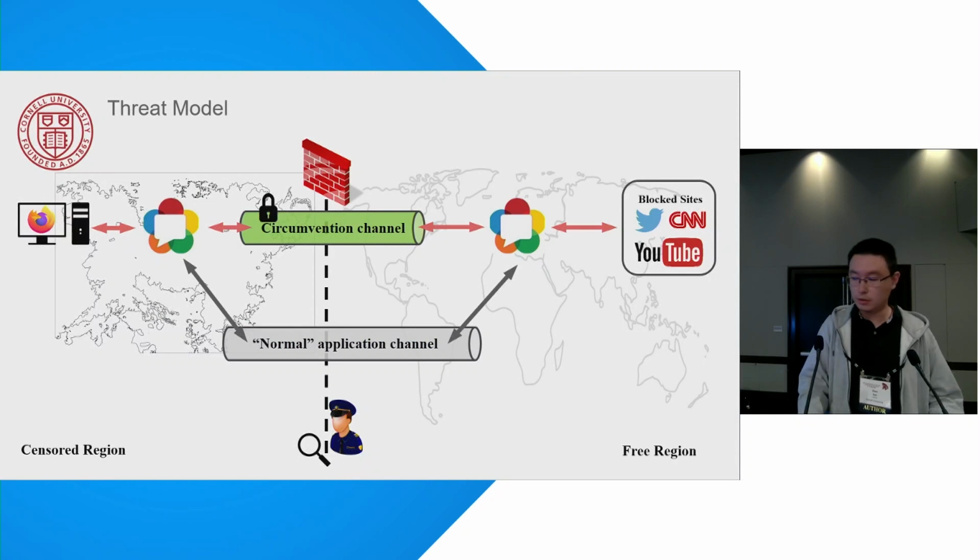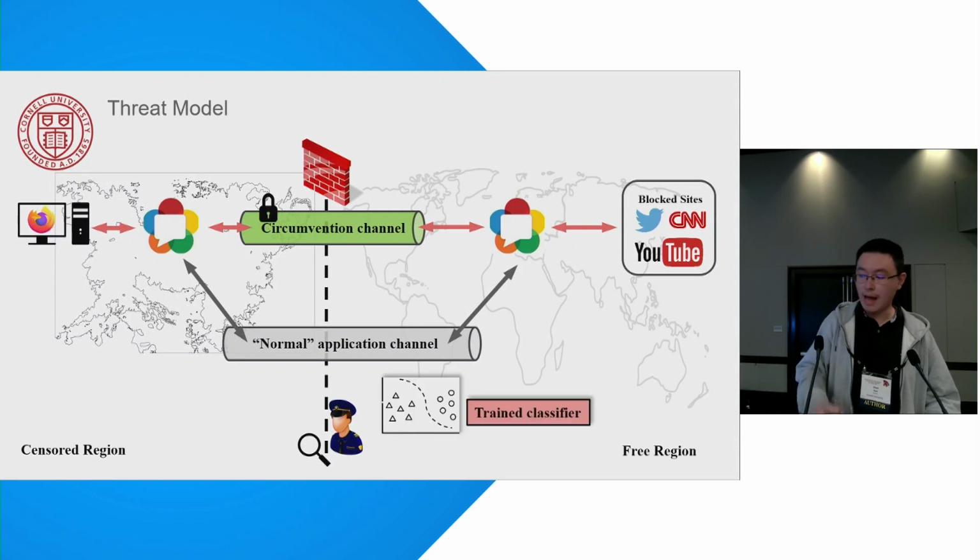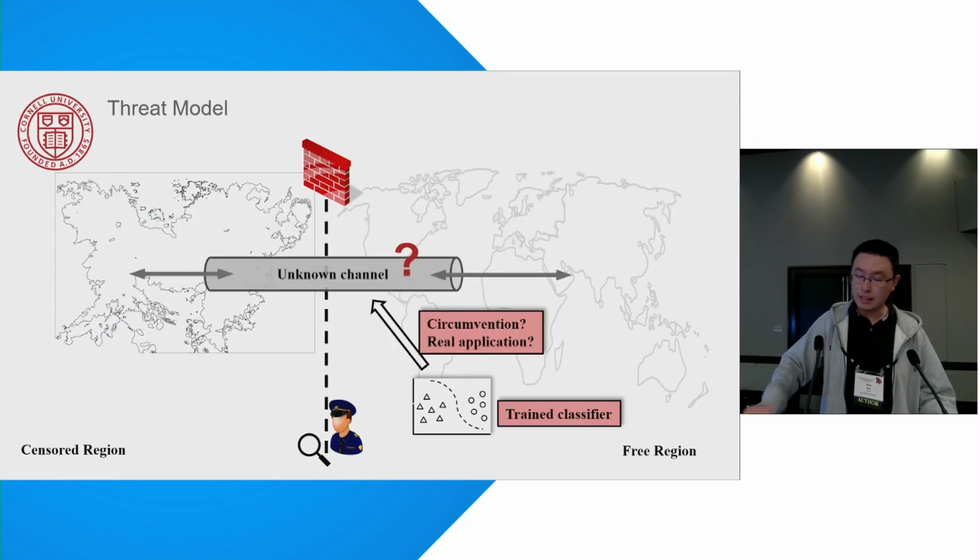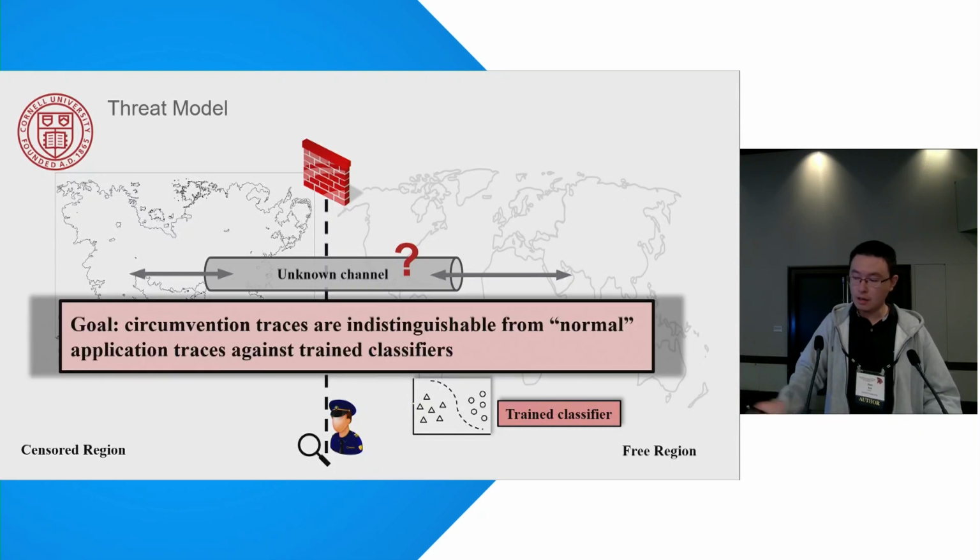Here's the threat model. The censor is able to identify network protocols and applications. It can collect both circumvention traces and non-circumvention traces to train classifiers. And it can use the trained classifiers to identify an unknown channel. Therefore, the goal of a tunneling system is to generate circumvention traces that are indistinguishable from normal application traces.